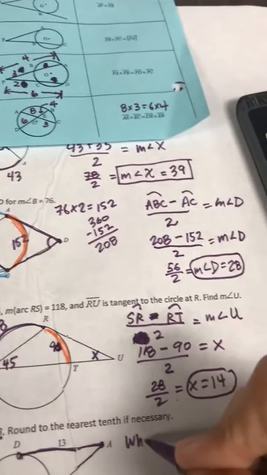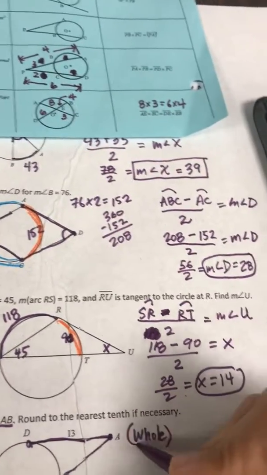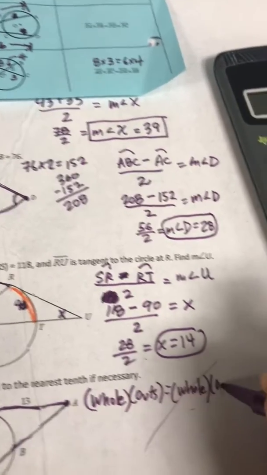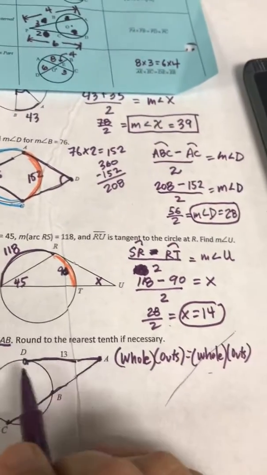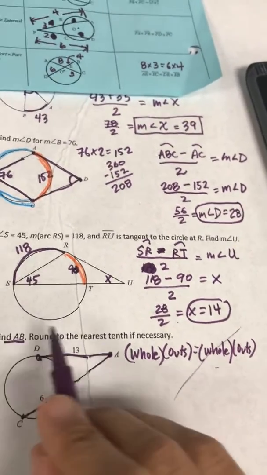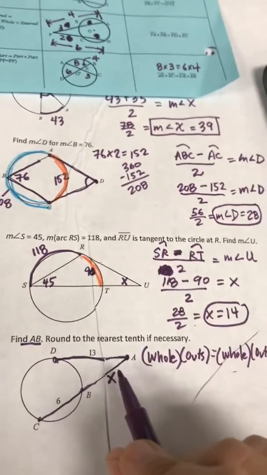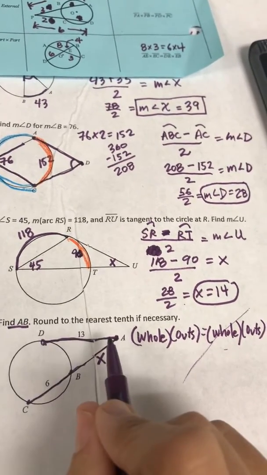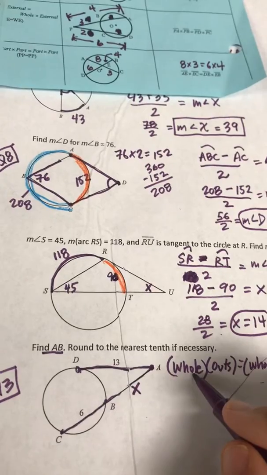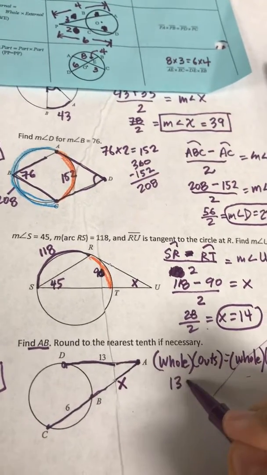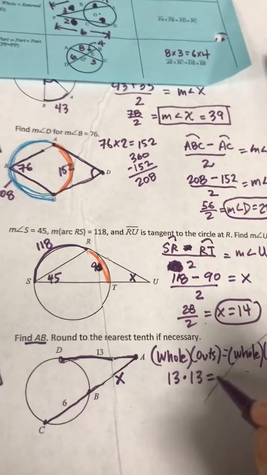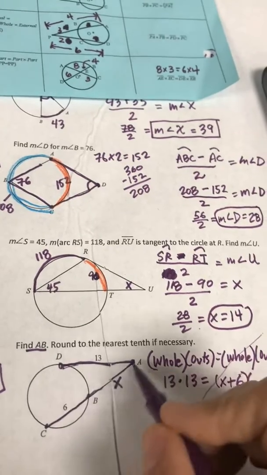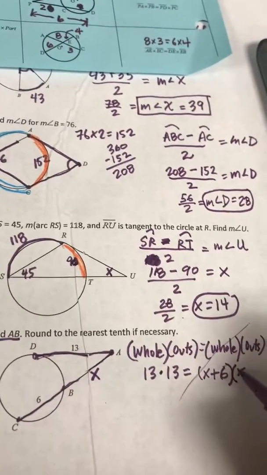So we can use the same formula we used for all of them. The whole thing times the part on the outside is equal to the whole thing times the part on the outside. Okay? It just has a special meaning when we have a tangent line. So they'd like us to find AB, so I'm going to call that X. The whole thing here, AD, the whole thing is 13, and the part on the outside is also 13. The whole secant line is X plus 6. The part on just the outside is X.